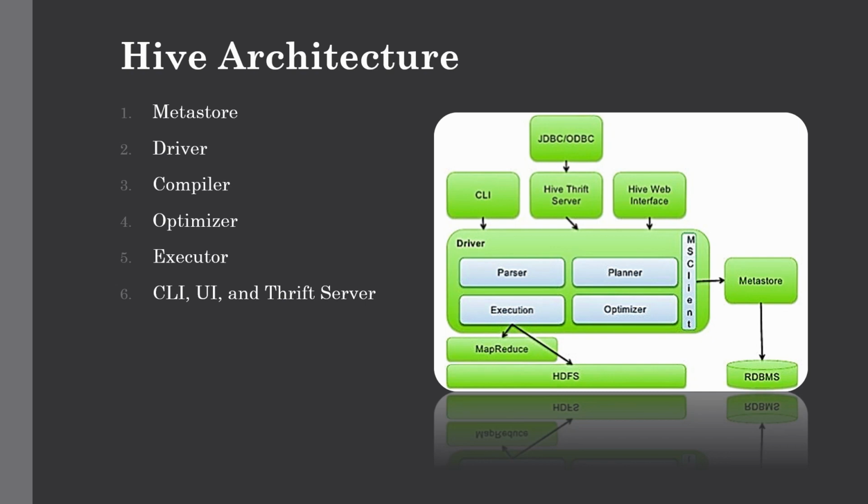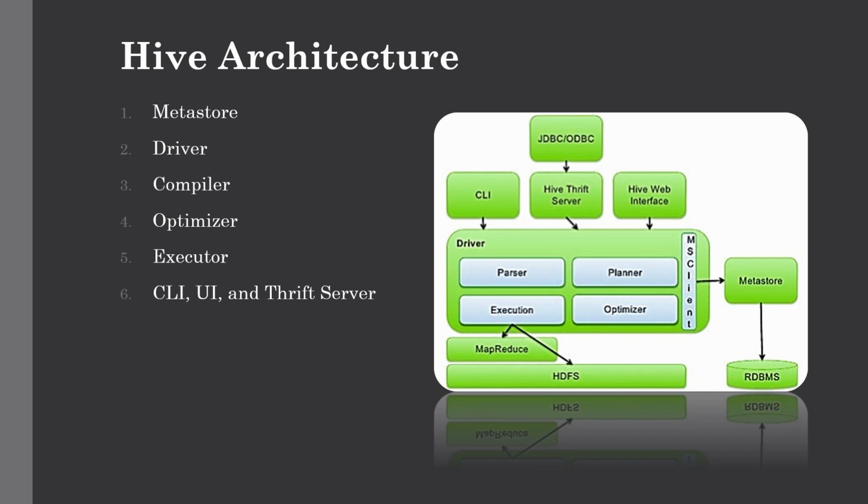It gets the metadata information from the Metastore and will communicate with MapReduce for executing our SQL statements. And it also has sub-components such as compiler, optimizer and executor, which we are going to see now. So the first one is the compiler.